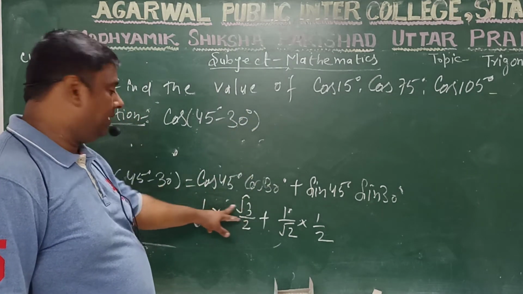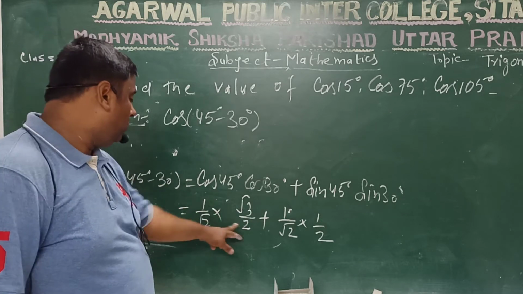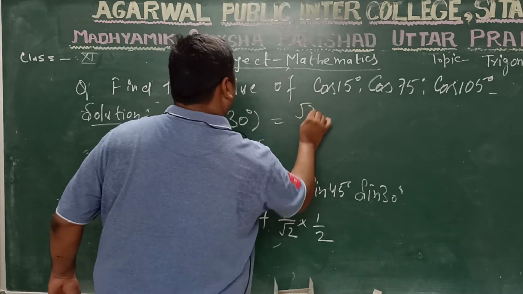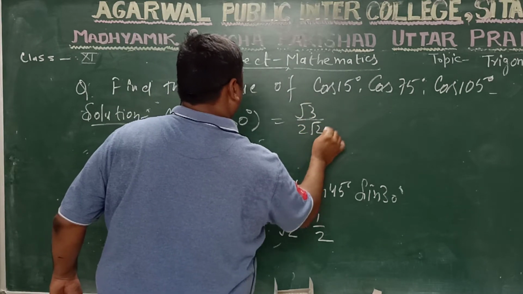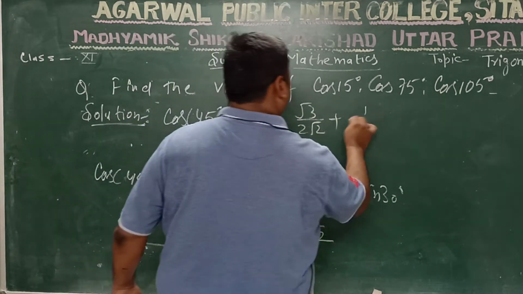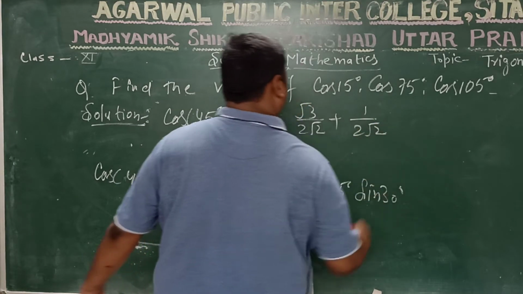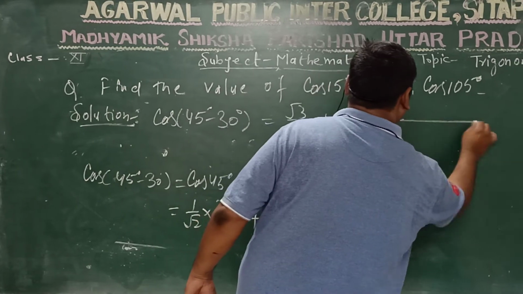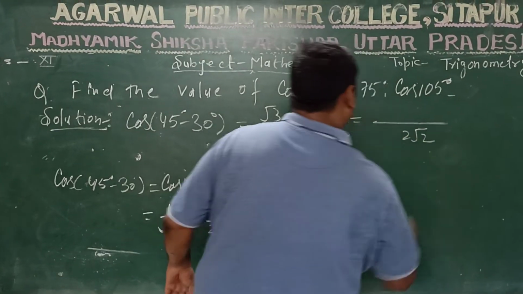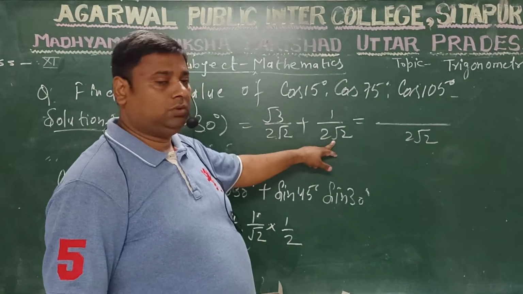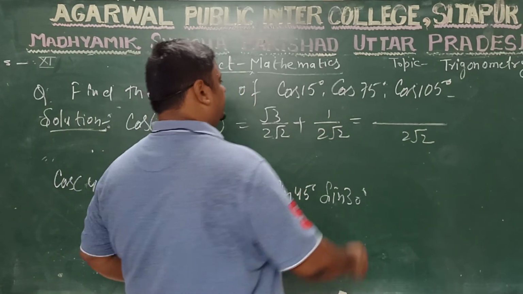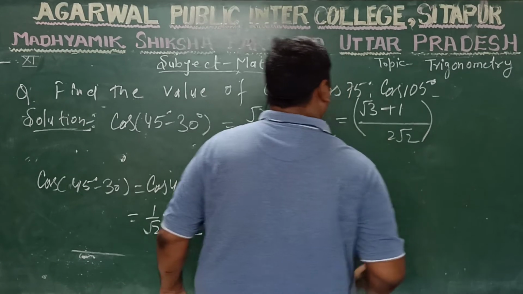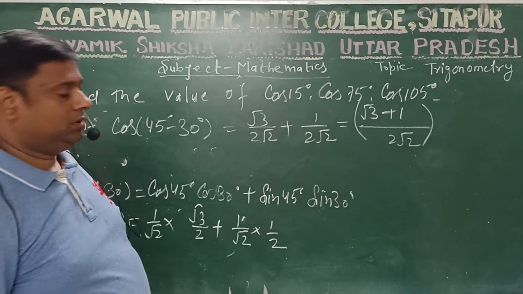There is root 3 into 1 is root 3. 2 into root 2 is 2 root 2. Plus 1 by 2 root 2. Now we are taking the LCM. 2 root 2, 2 root 2. Here it is 2 root 2. Root 3 plus 1 upon 2 root 2. Okay.